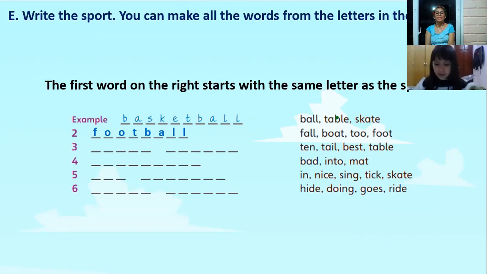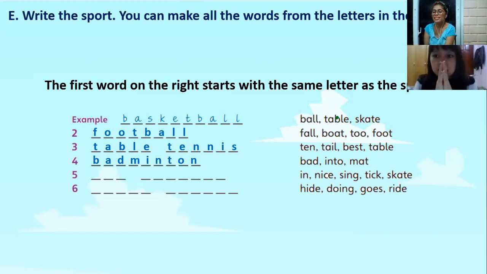Ten, tail, best, table. Table tennis. Table tennis. Very good. Number four. Bat into mat. Bad into mat. I think. Badminton. Badminton. Okay. Five. In, nice, sing, kick, and skate. Ice skating. Okay, what is that? It's ice skating. Skating, okay. Ice skating.